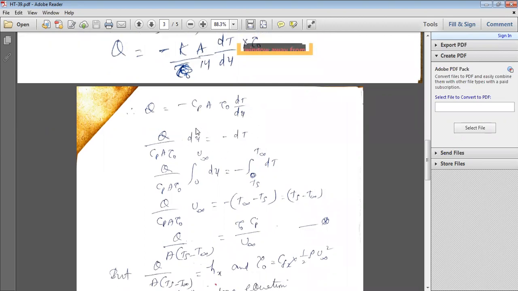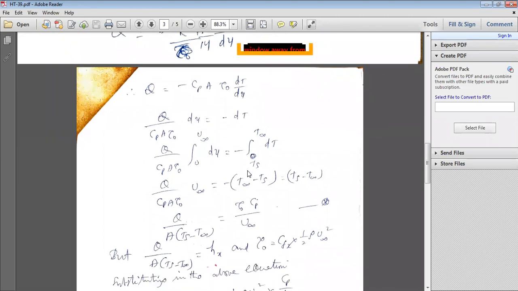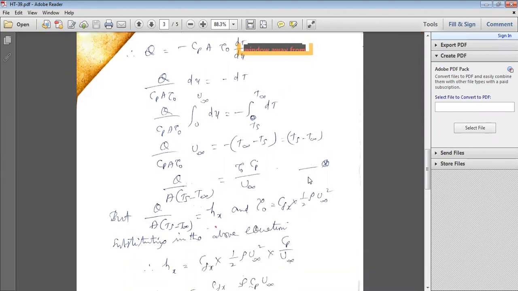So what are the variables here? Velocity on the left, and on the right hand side, temperature. To have the integral or total values, you have to integrate. So Q by Cp into A into tau naught, integral 0 to u free stream du, is equal to minus integral Ts to T free stream dT.